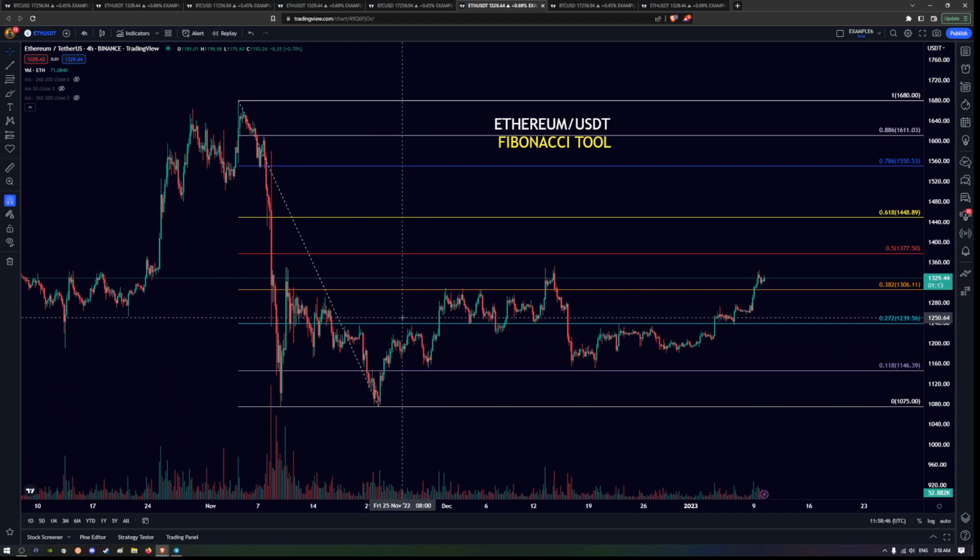Same idea, right? You broke above, the 272 was resistance, the 118 became support, it came back up, broke above the 272, and this time the 382 was being resistance. The 272 was support, and it ranged in between these fibs. So this is another idea that you can use, right?